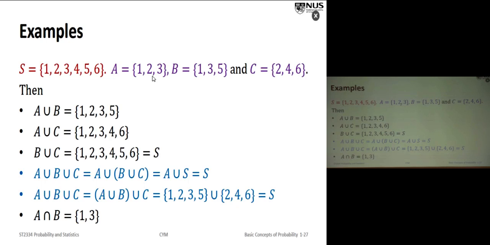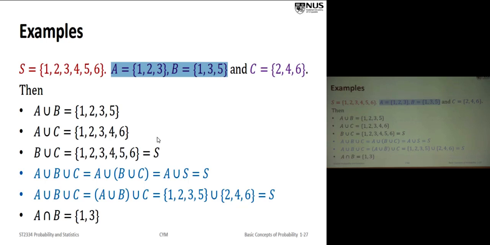And I think about 3 particular events. My 3 events are A, B, and C, which are the set 1, 2, 3, the set 1, 3, 5, and the set 2, 4, 6. Let's think about the operation of union, and the union of A and B. I'm looking at this first bullet point on page 27. The union of A and B, what does it mean? It means all the elements which live in A and all the elements which live in B.